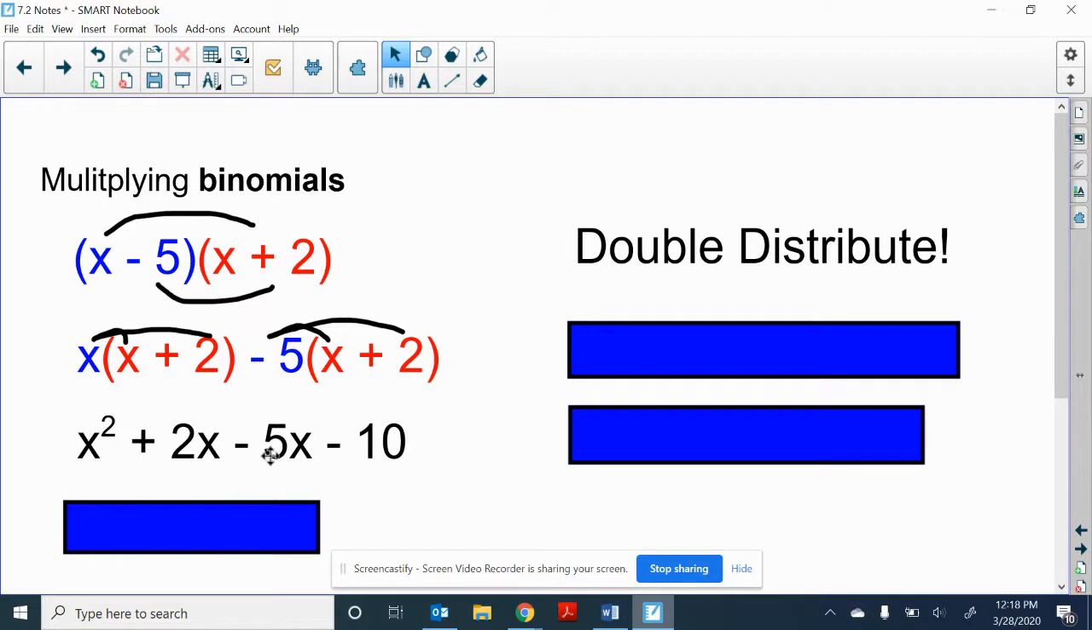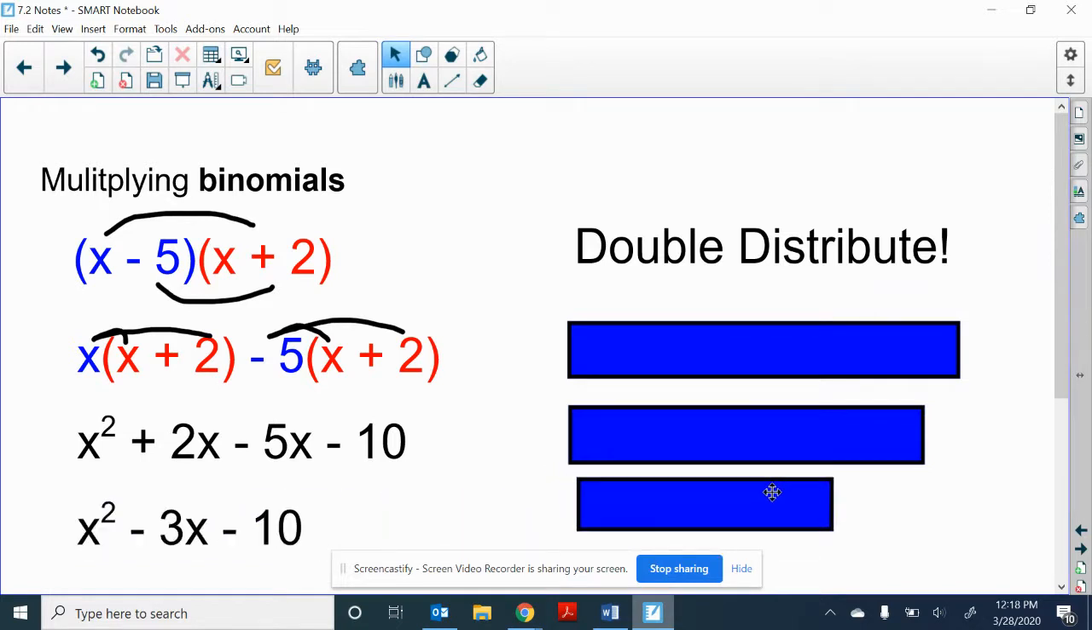All right, the last thing that I want to do is combine like terms. My plus 2x and my minus 5x can be combined, and I get x squared minus 3x minus 10. And that is in standard form. This is a degree 2 trinomial, or a quadratic. Quadratic is another adjective that means degree 2, a quadratic trinomial.